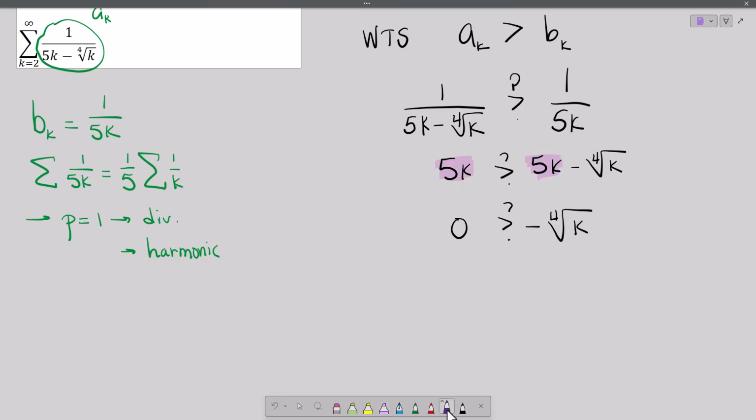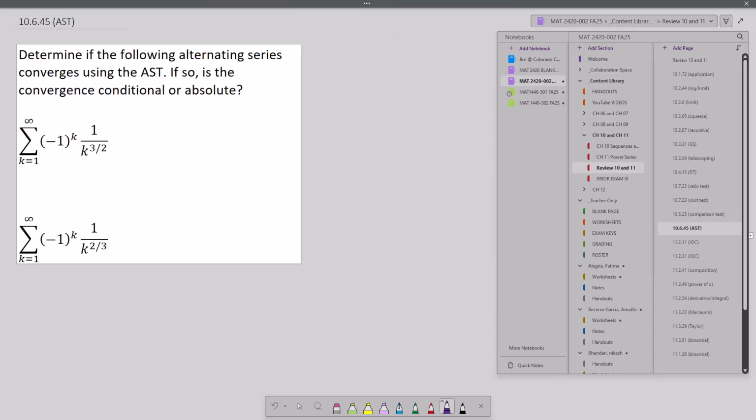And now, is this inequality true or false? True. On the right, you have a negative number. 0 is bigger than any negative number. So that is true. So our conclusion is, therefore, the original series diverges. Therefore, both series diverge. So the a sub k series must diverge because the b sub k series diverges. So that is the comparison test.